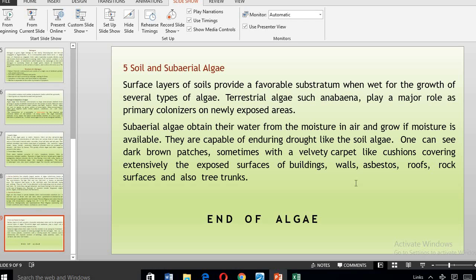Sometimes you'll be able to see dark brown patches, sometimes velvety carpet-like cushions, covering extensively exposed surfaces of buildings. Those are just subaerial algae. So you'll find them on buildings, on the walls, on asbestos, on the roofs, on the rock surfaces, and also on tree trunks. This marks the end of algae.